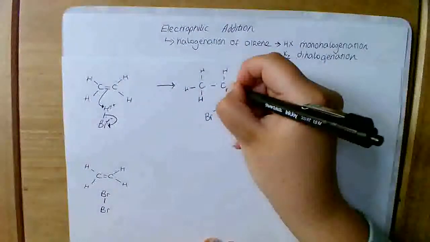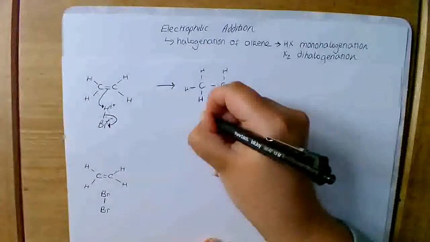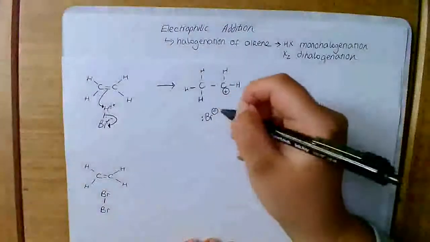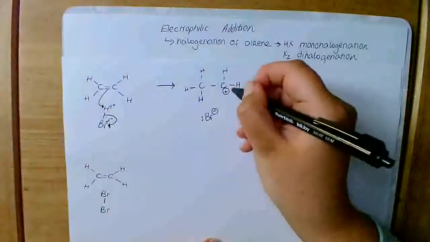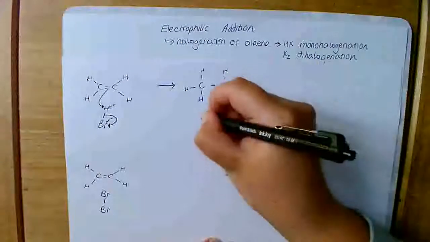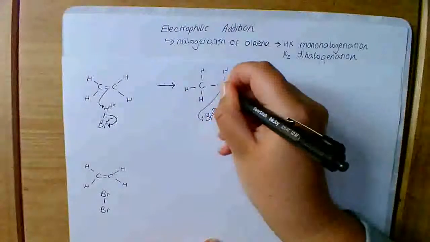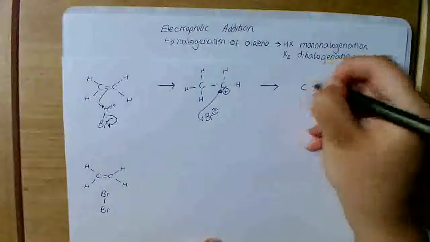This carbon here is electron deficient, so it has a positive charge. We are now going to form a carbon to bromine bond, where the electrons move from our bromide ion to our carbocation. You can show this with a curly arrow going from the pair of electrons to the electron deficient centre here, and we get through to our final product.